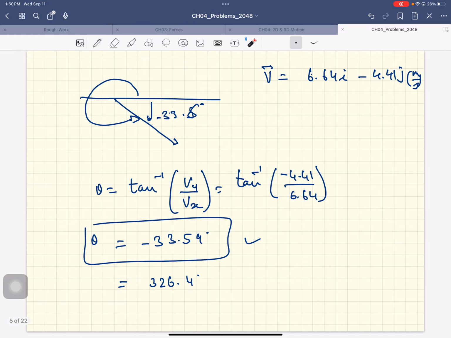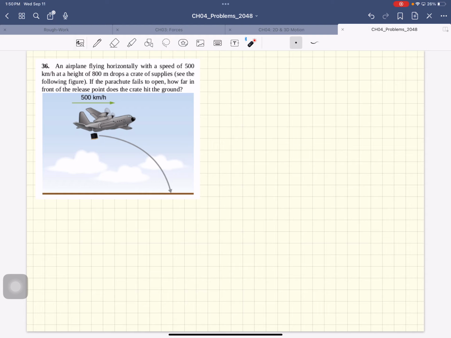So let's do one more problem like this, okay? So this says an airplane flying horizontally with a speed of 500 kilometers per hour at a height of 800 meters. 800 meters, when you've been on the beach, you've seen those Embry-Riddle planes flying. They're flying at about 800 meters high, okay? So you're flying at that height and you drop a crate of supplies.